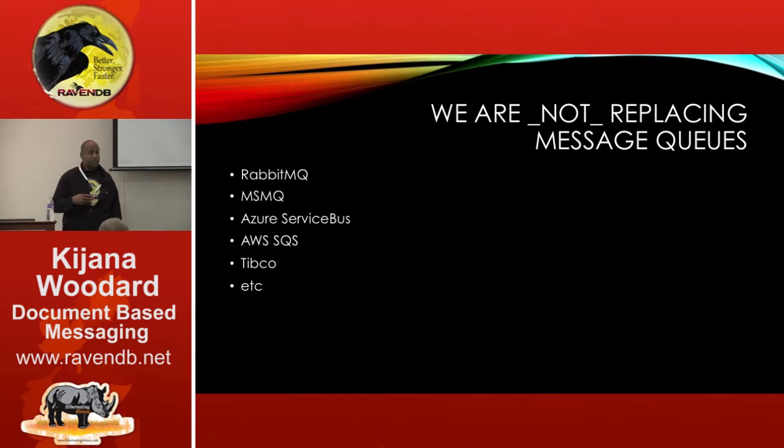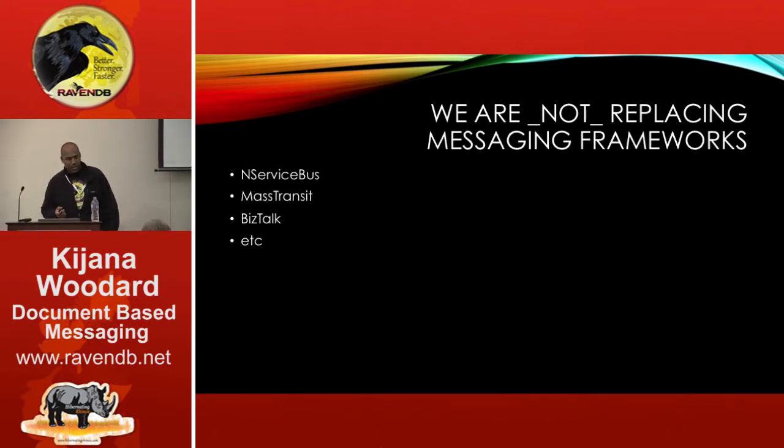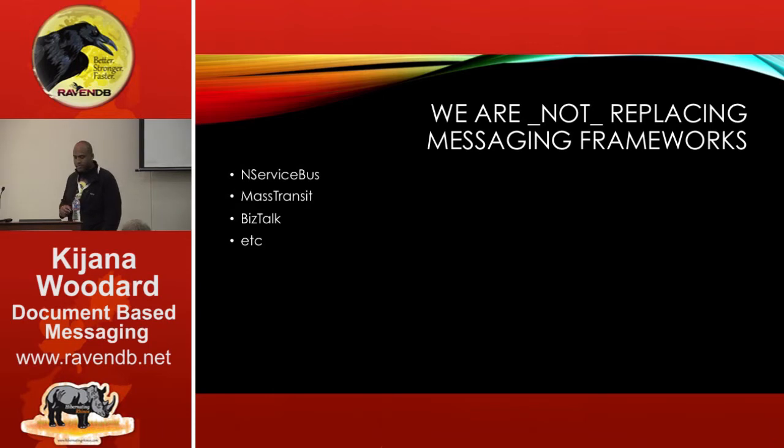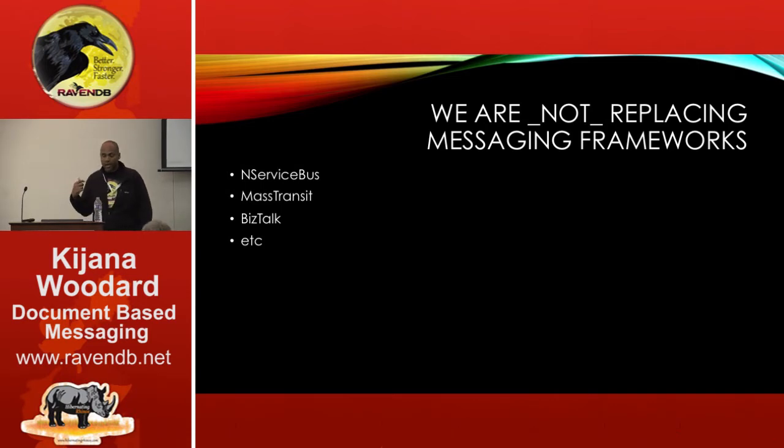I've actually used several of these, including Rabbit and Tibco, and they do a lot. They all have their pluses and minuses, things that you have to live with, things that you have to learn, and RavenDB is just not going to do all of that. I'm also not trying to replace an entire messaging framework like NServiceBus or MassTransit or BizTalk. Those do even more things for you on top of the transports that I just showed earlier.